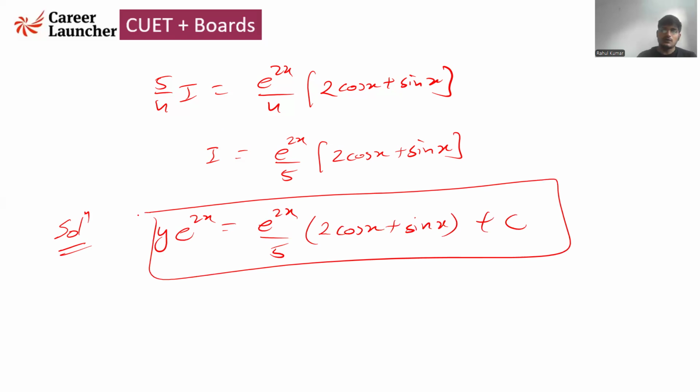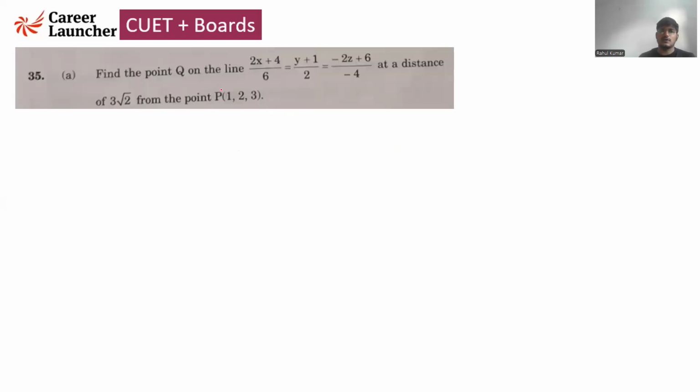Okay, guys. Now we have the next part, which is we need to find the point Q on the line at a distance of this, where point P is this. So PQ distance is already given to me. So let's assume Q is equal to A, B, and C. It is lying on this line, which means it will satisfy the equation of the line.